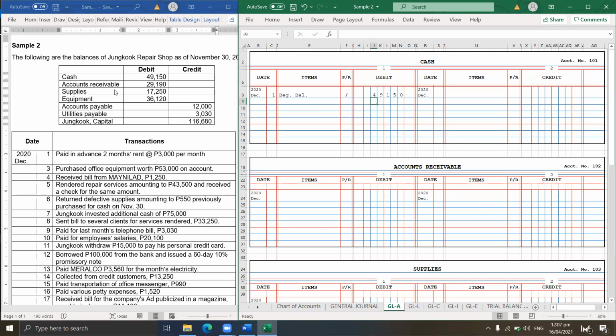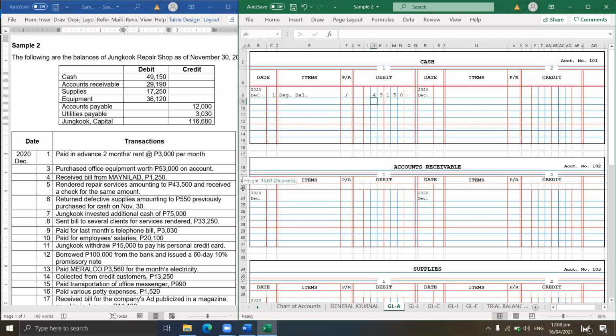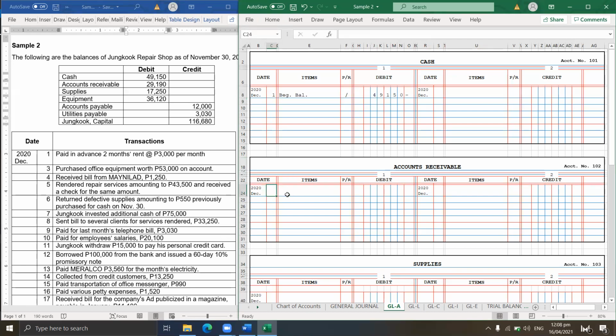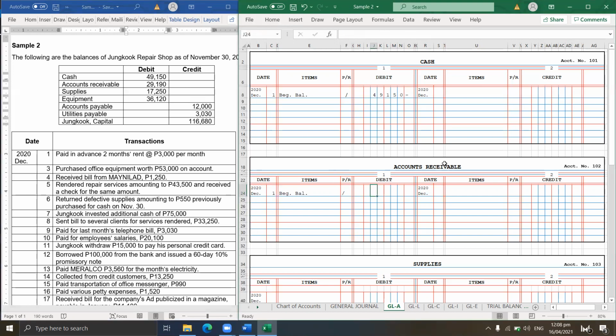Okay? You need to do the same with the rest of the balances. So, accounts receivable, nasa debit side naman siya. So, we will be opening the balance on the debit side as well. So, that's December 1 ulit, first day of the month. And then, just write Begbal. And then, again, check mark po tayo. And then, copy the balance, 29,190. So, ingat po sa pagkopya, 29,190. Okay? So, we have already opened our accounts receivable beginning balance.